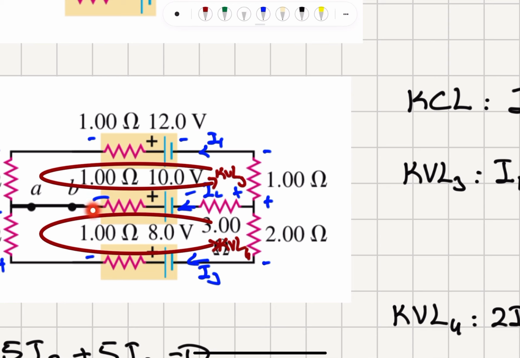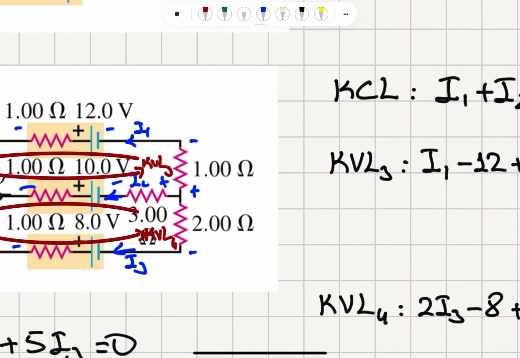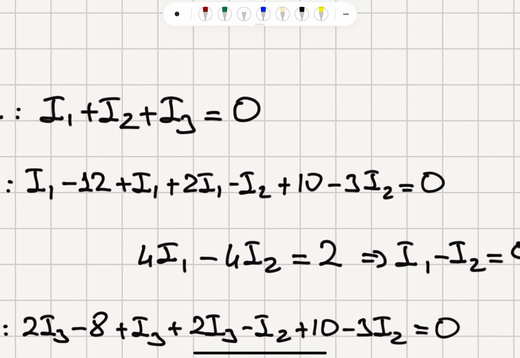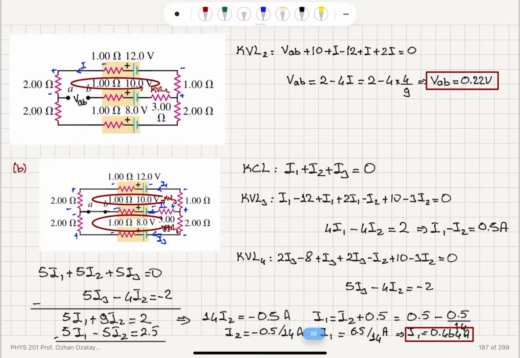Then I will have here, there is no voltage drop here because it's connected, negligible resistance. Then I have minus I2 plus 10 and minus 3I2. So that adds up to 0. That gives me the second equation, I1 minus I2 equals 0.5 amps.